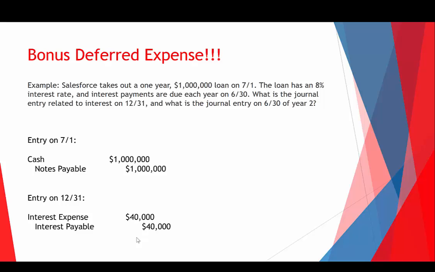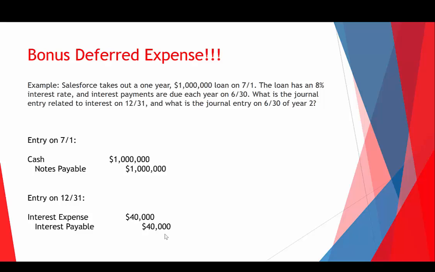But if you remember from 12/31, we have this interest payable sitting out there for $40,000. We don't want to leave that on our balance sheet forever. So we're going to debit interest payable for $40,000 to get rid of that. Right now, notes payable, debit for $1 million. Interest payable, debit for $40,000. Both of those are gone.